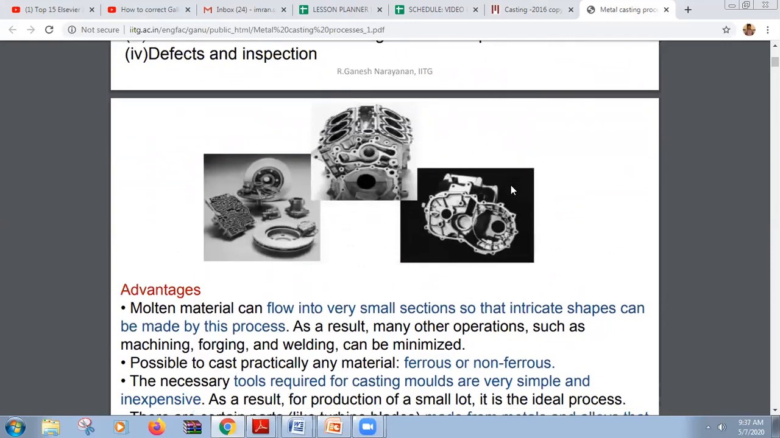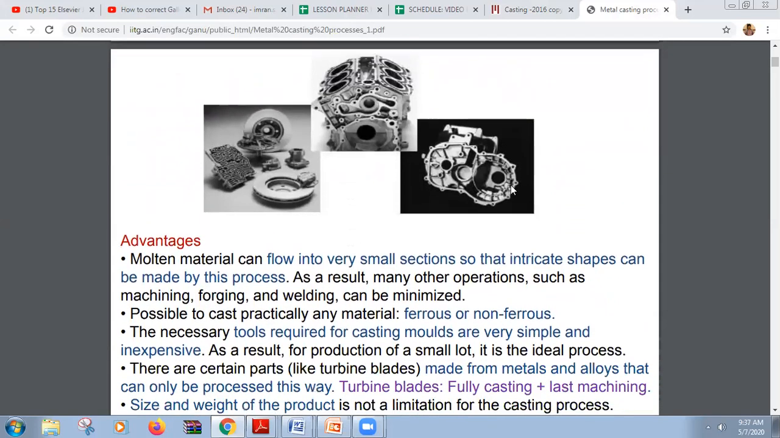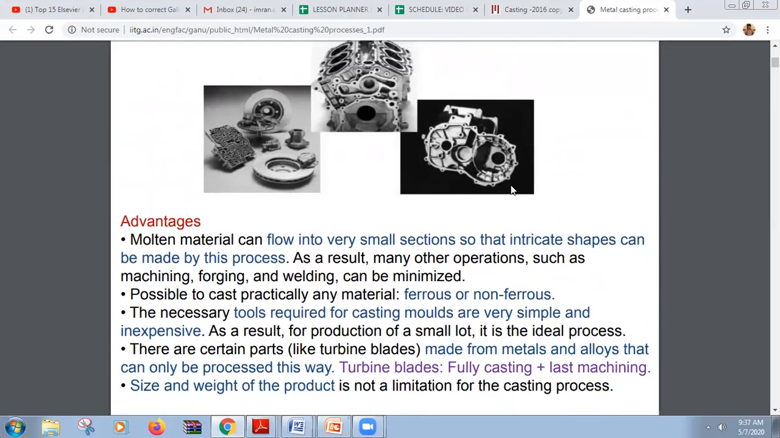Advantages, what are the advantages? Molten metal can flow into every small section so that intricate shapes can be made by this process. First thing is, this is a very easy process, and there is no need of a skilled worker or anything else. It can be done by anybody. Number two is that complicated shapes can also be made. Typical shapes can also be made.